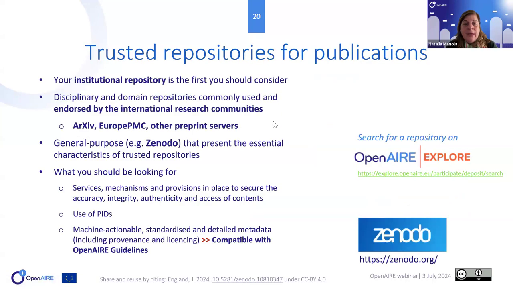Next slide. Now, trusted repositories. Okay, so for publication, because we're going to be talking about trusted repositories for research data, first and foremost, trust your institutional repository. This is the first you should consider, because how we are trying to build this infrastructure in Europe and around the world is by trusting our institutions, our research performing organizations. They're putting a lot of effort, a lot of investment in their institutional repository. It's the job of OpenAIRE, the European Commission, or the infrastructure to make sure that these repositories are up to standards, but you should trust it.